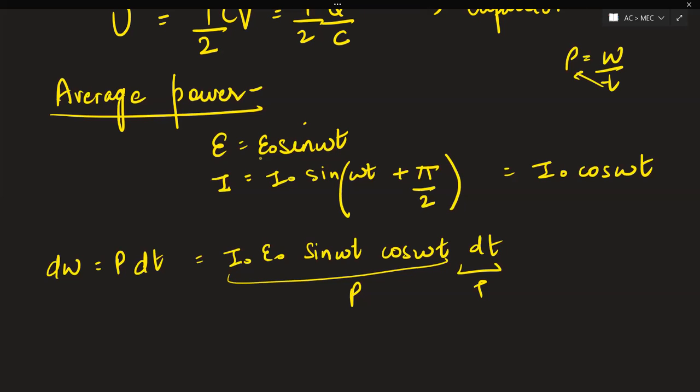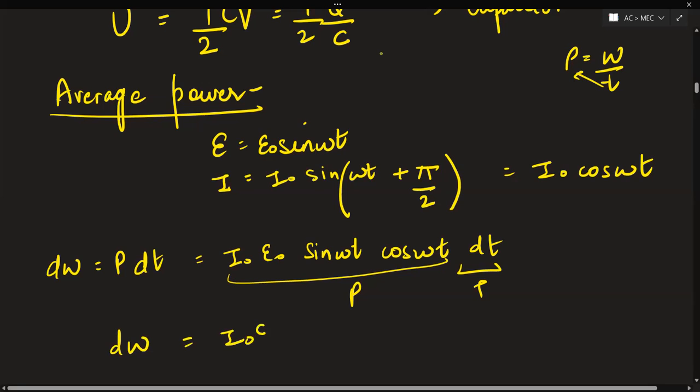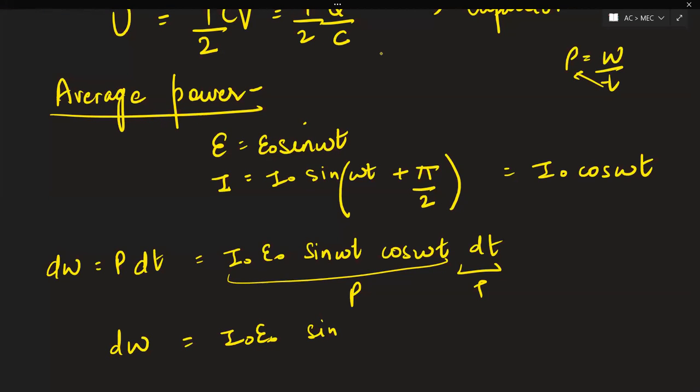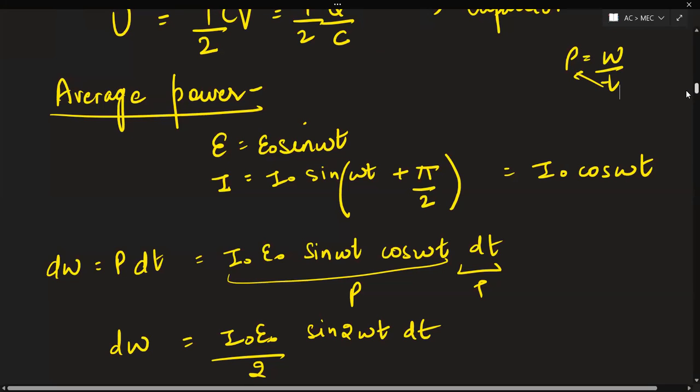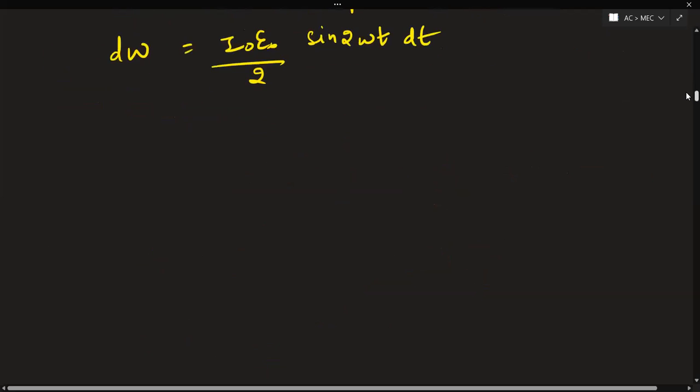So sine omega t cos omega t can be written as sine 2 omega t over 2. Let's write it in terms of this first. This is I naught E naught over 2, sine 2 omega t dt. Now see, average power we are calculating, so for average power, we'll integrate this. If we integrate it from 0 to t, we'll get the average power for it.